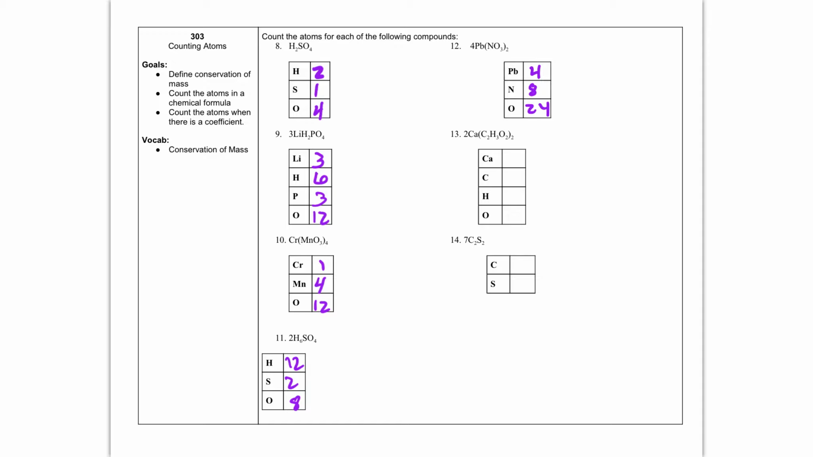In 2Ca(C2H3O2)2, we have 2 calciums. We have 2 times 2 is 4 carbons, times another 2 is 8 carbons. Hydrogens, we have 3 times 2, 6, times another 2 is 12. Oxygen, we have 2 times 2, times another 2 is 8 oxygens. And in this last one, we have 7 times 2 carbons, so 14 carbons. And 7 times 2 sulfurs, we have 14 sulfurs.